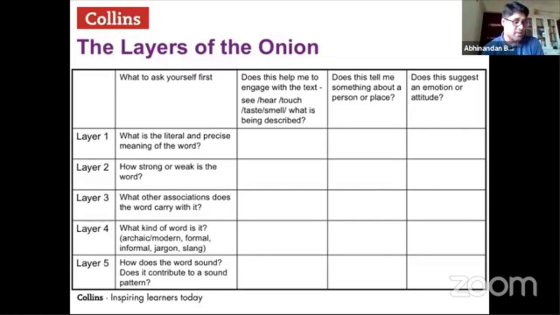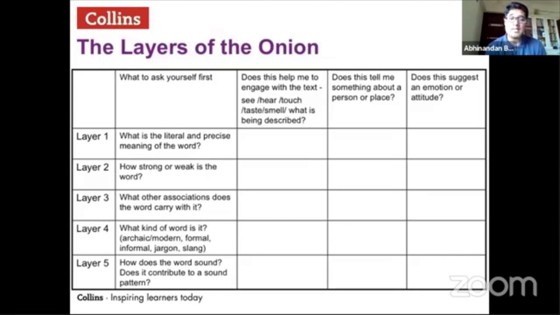What kind of word is it? Now, this is another layer that we need to find out. Is it archaic, old English? Is it a modern word? Is it a formal register? Is it an informal word? Is it a technical term? Is it jargonized vocabulary? Or is it an informal, colloquial, or slang word that has been used? All these elements will help us to understand the context in which the language has been used, and eventually we can identify the effect that the writer is trying to produce through that expression or through that use of language or words.